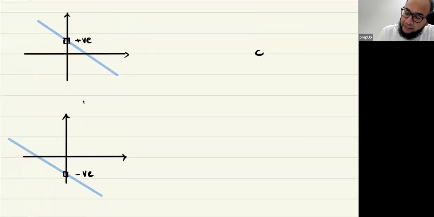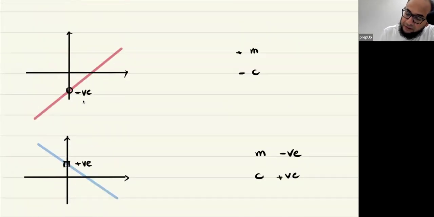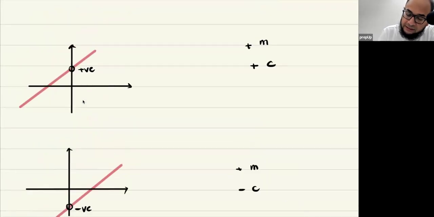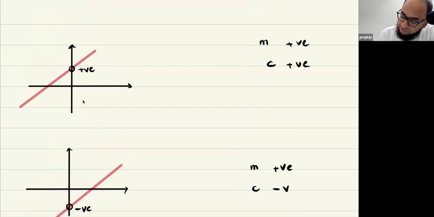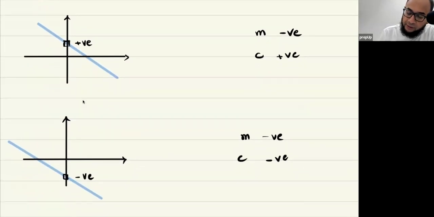I'll write y-intercept is positive. I'll write y-intercept is negative. I'll write gradient as negative. I'll write gradient as negative. So let me just change this thing over here so that it's all synchronized. So positive, positive, positive, but negative. And that's how it is.